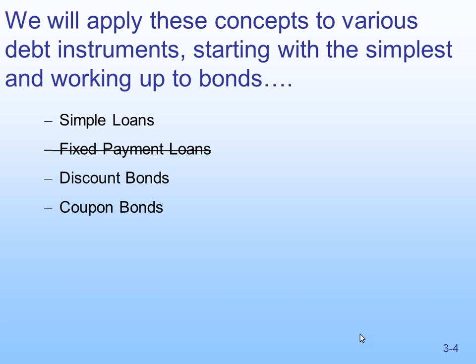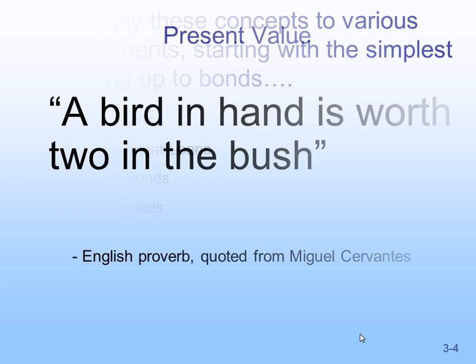We're going to take those concepts and see how they apply to different debt instruments. I'm going to start with simple loans because I think it's the simplest. We're not going to do fixed payment loans because they're sort of complicated, but that's covered in your textbook. Let me just remind you, a very common fixed payment loan is a mortgage. Then we'll talk about discount bonds and coupon bonds. What are they, and how do we apply those concepts to those two?